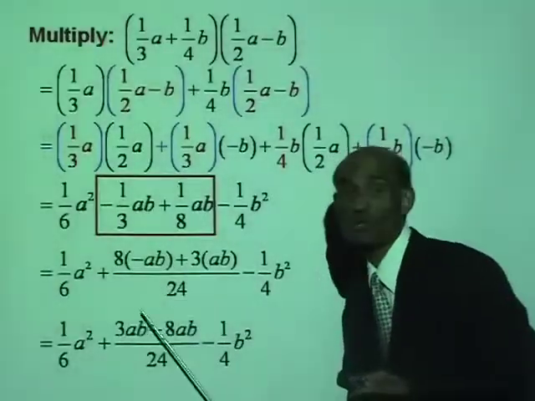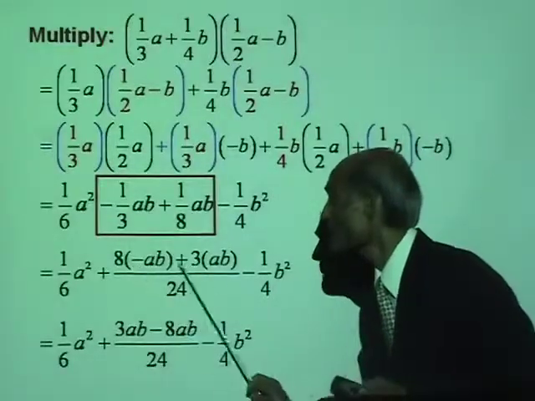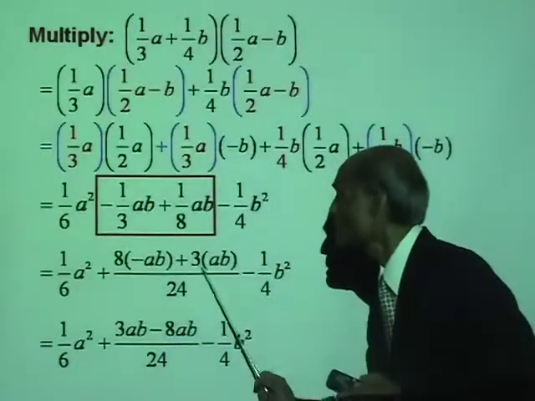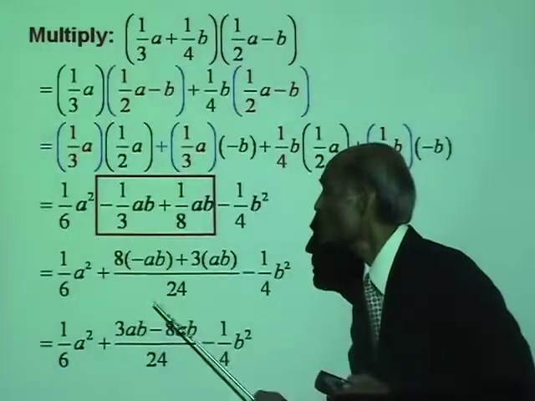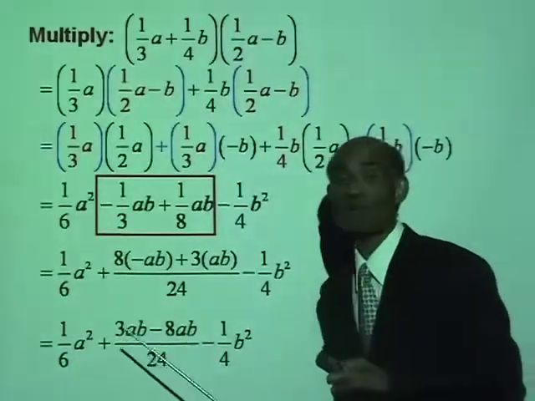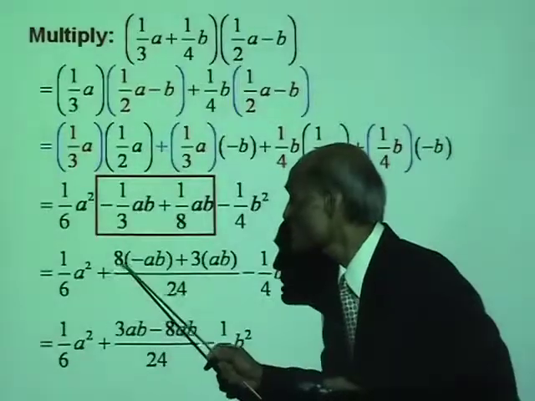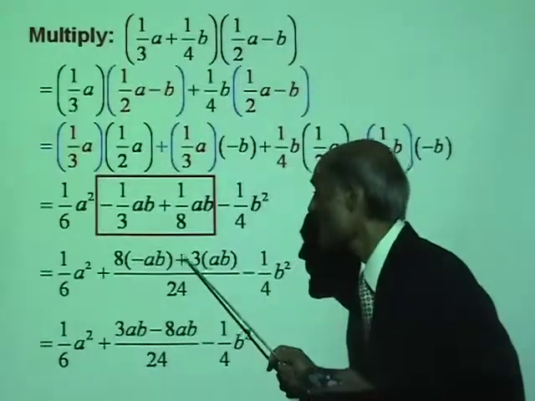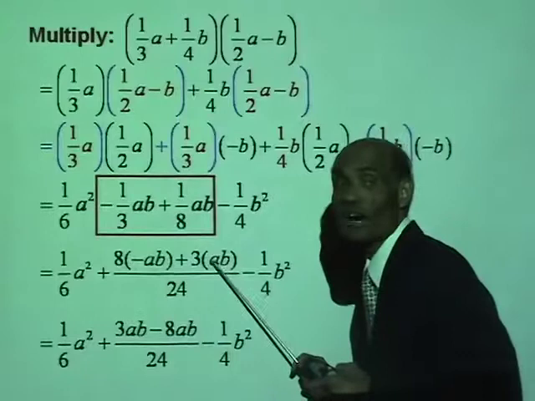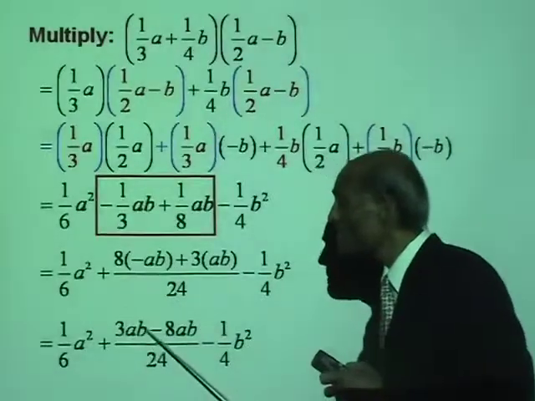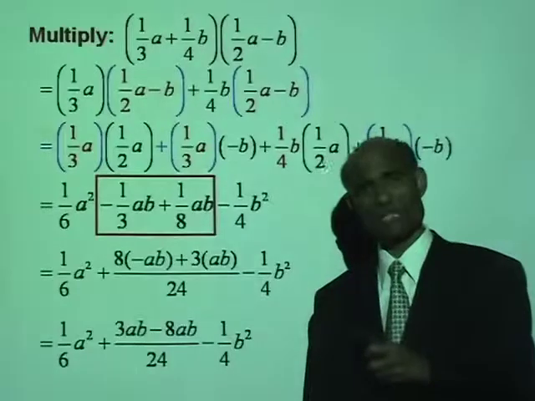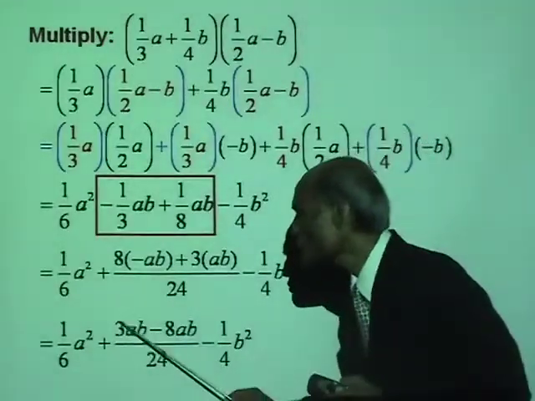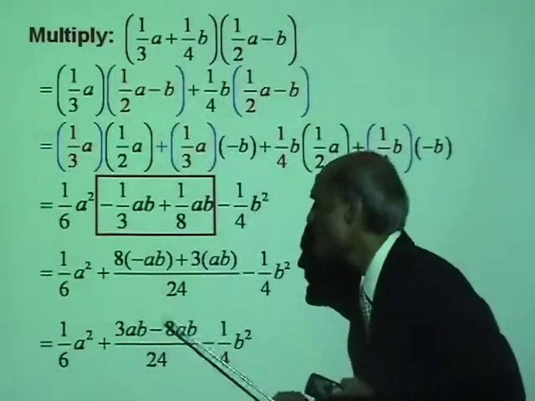Now look at the way I wrote this numerator. This is a positive term 3AB, and this is negative, minus 8AB. So this is negative 8AB plus 3AB, and I wrote it as 3AB minus 8AB. Is it okay? I'm sure it is. Okay, what is 3AB minus 8AB?